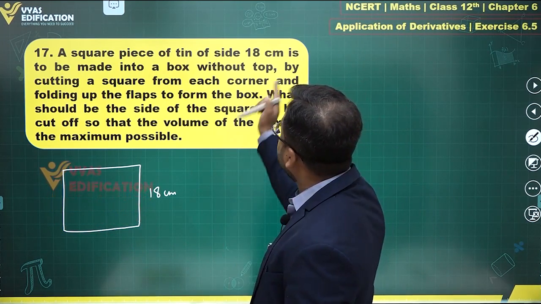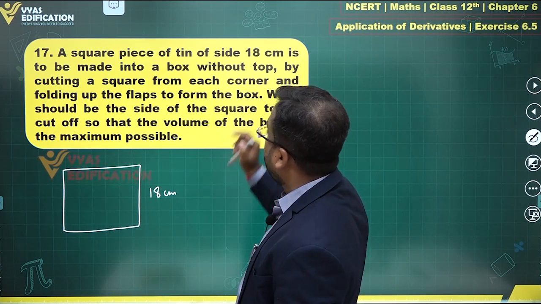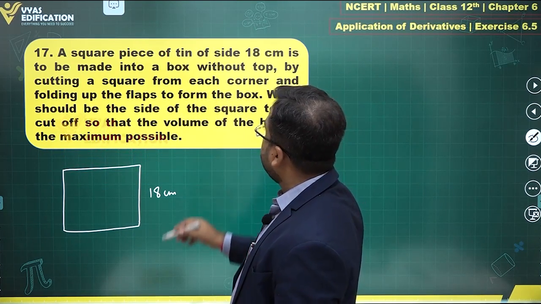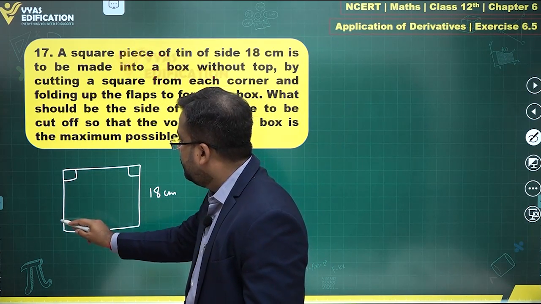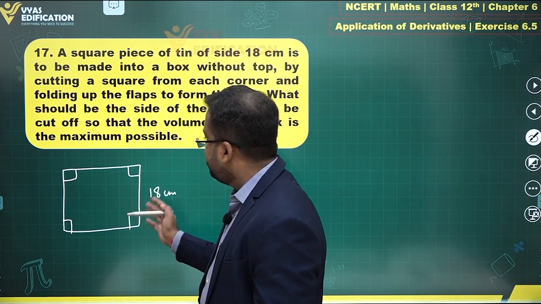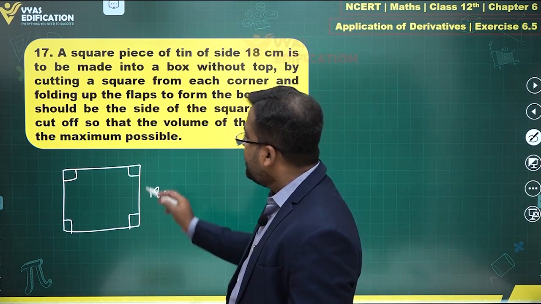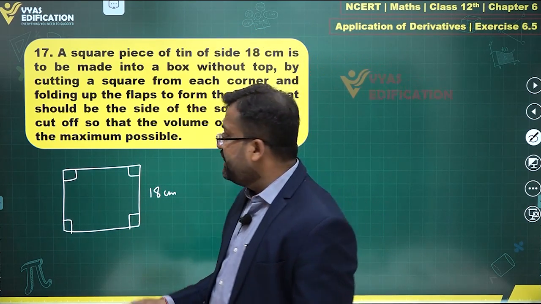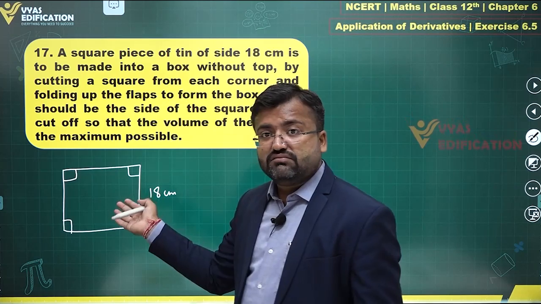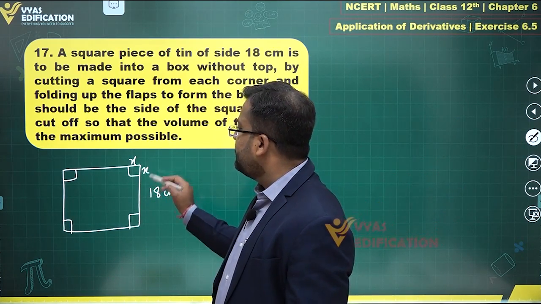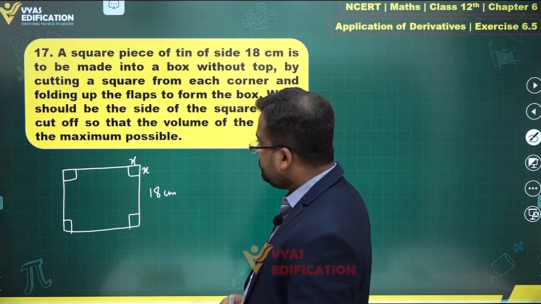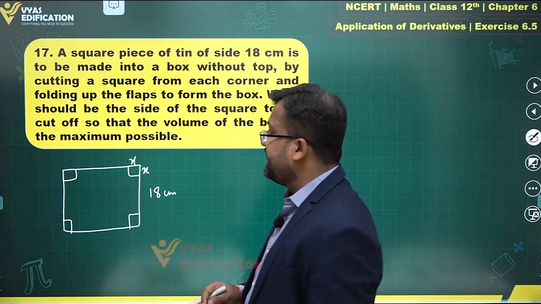A square piece of tin of side 18 centimeters is to be made into a box without top, by cutting a square from each corner, okay? And folding the flaps, right? That's what you'll do. The sides of the square are not known. We're supposed to find this x and this x, right? Let side of this small square be x.